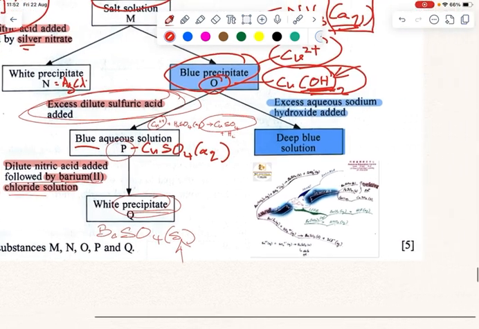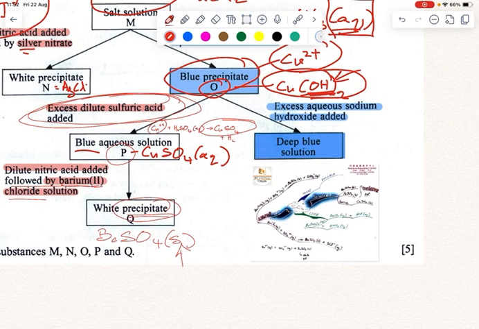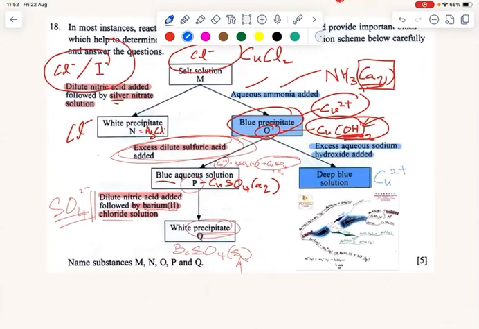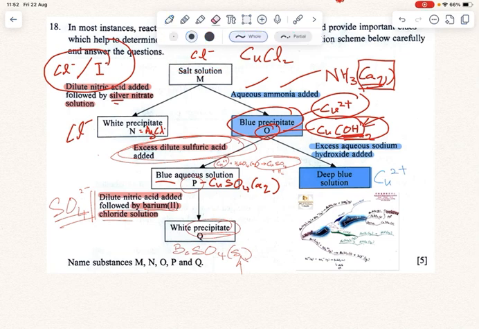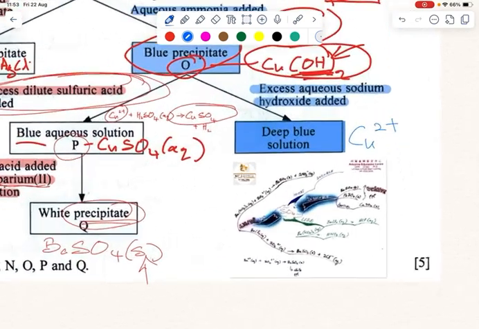And again, we try to finish off this one. Excess aqueous sodium hydroxide is further added. Of course, you're going to have a deep blue solution. This is just to confirm the presence of copper 2 plus. So basically, our solution M here must be your copper chloride. Done deal.